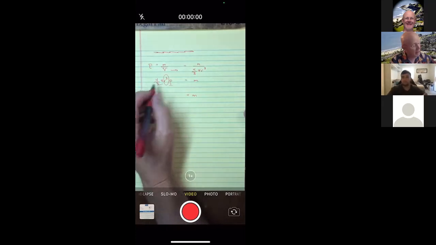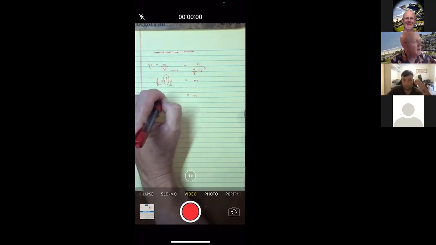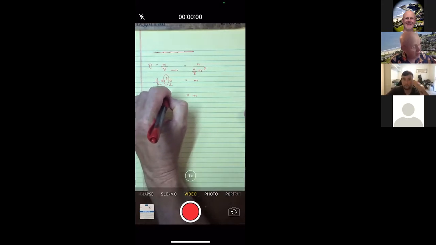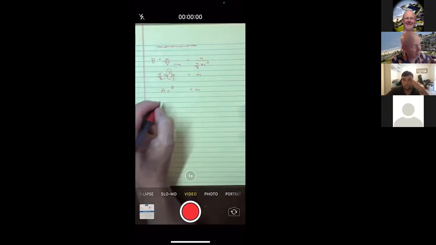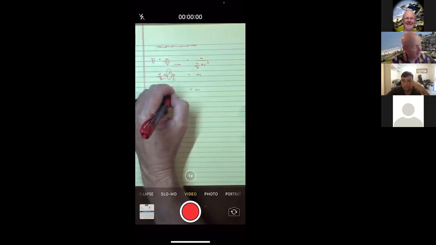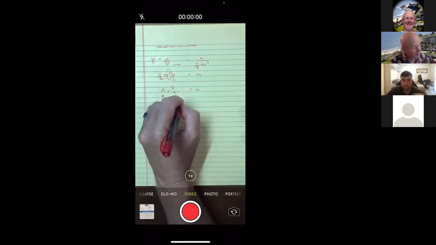is buried in an A. So if we write this as A r to the B, cubed, what we're saying here is A should be 4/3 pi rho, and B should be 3.